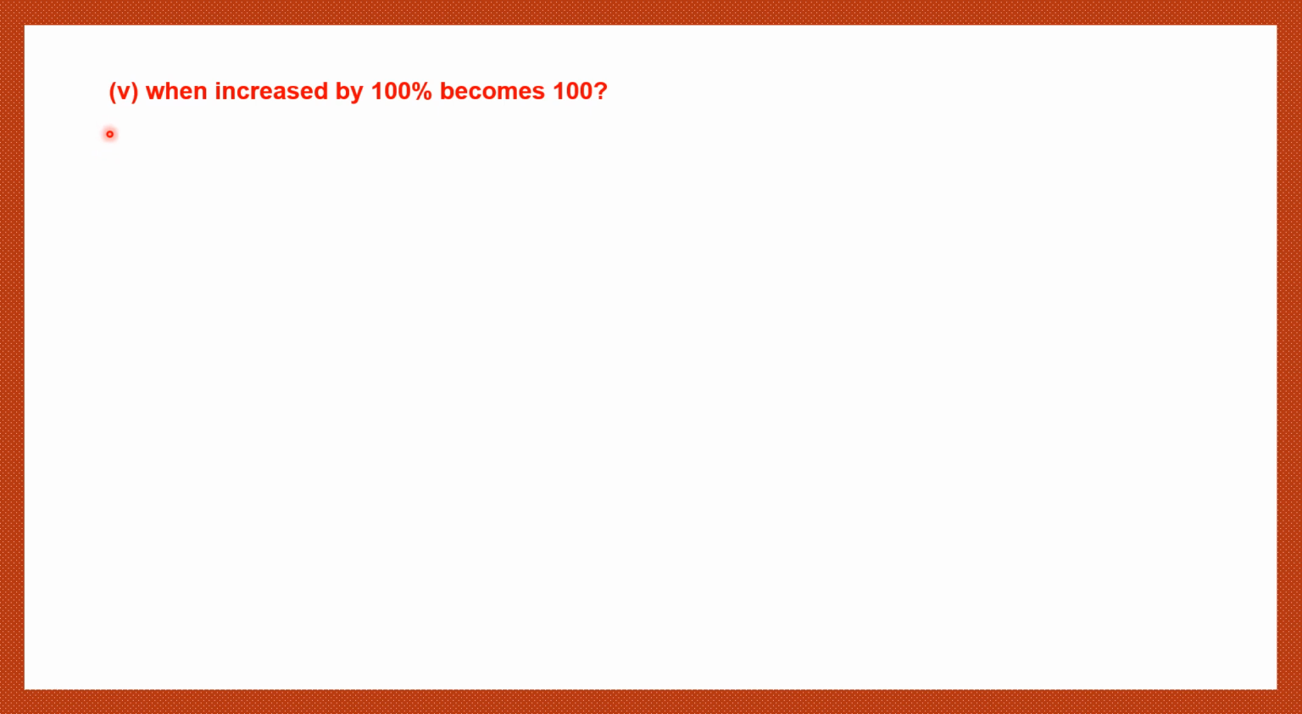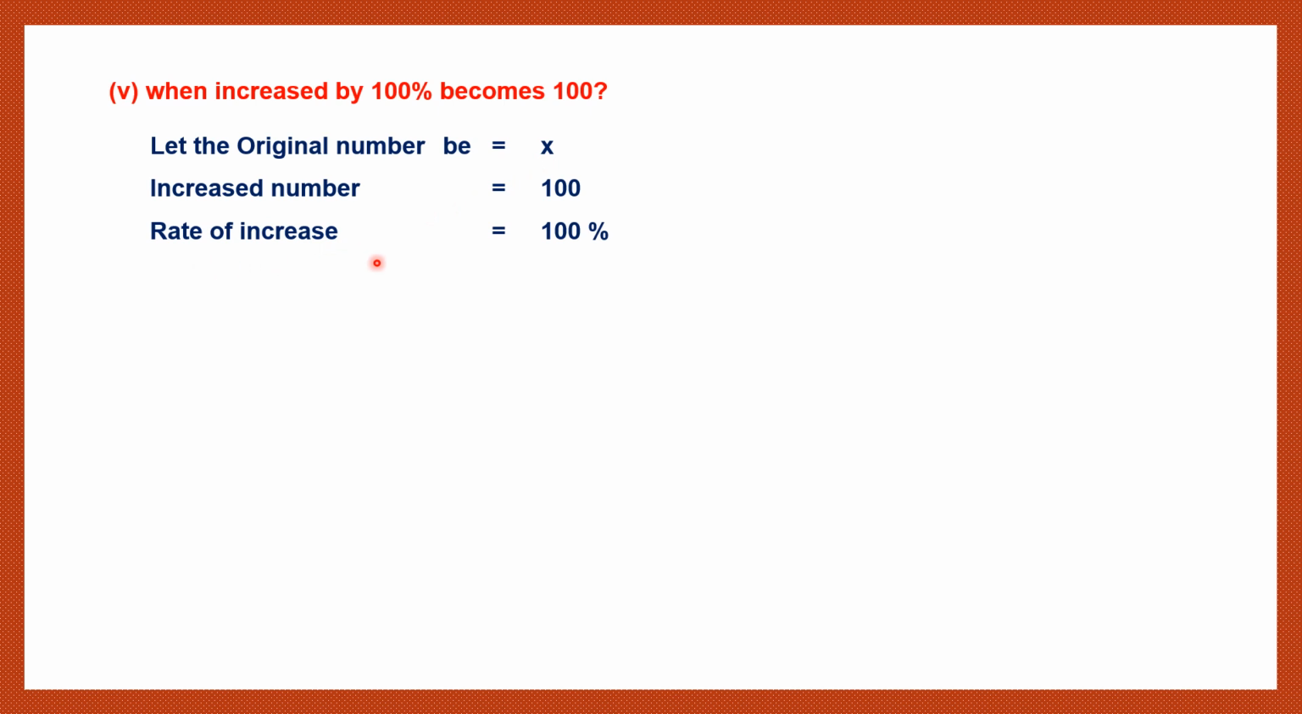Question 5. What number, when increased by 100%, becomes 100? Okay, that means we need to find that original number. So let the original number be x. The increased number we know is 100. Now rate of increase is 100%. So increase in value is 100% of x. So that is 100 by 100. 100% means 100 by 100 into x.